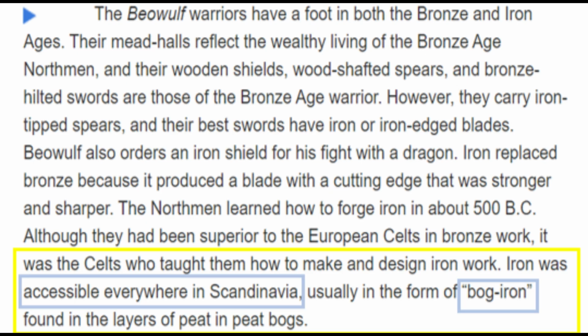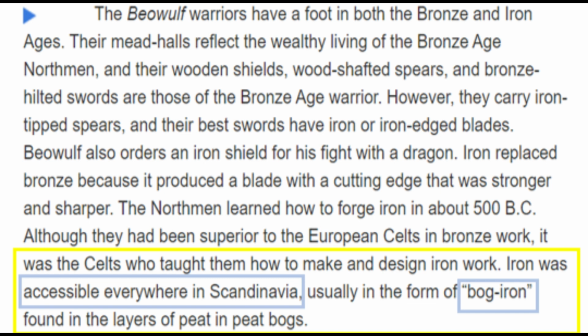So we have to read in the general area. Do we have to read in the beginning of the paragraph? No. So we go to, I would say, somewhere around "although." I think that's a good starting point. So, although they had been superior to the European Celts in bronze work, it was the Celts who taught them how to make and design iron work. Iron was accessible. Ooh, keyword here. Iron was accessible everywhere. Ding, ding. You're starting to think, whoa, availability, accessible. In Scandinavia, keyword again, Scandinavia.